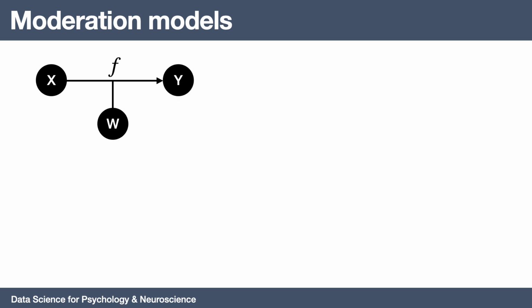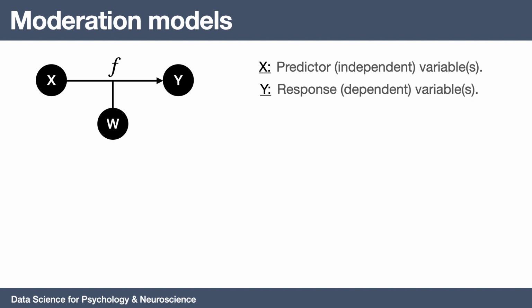Moderation models are models where the relationship between X and Y is influenced or tweaked by a third variable. We'll call that W. So in this case, I have a predictor variable, which is X, or it can be a set of variables, a response variable, that's my dependent variable, and W, my moderator variable.